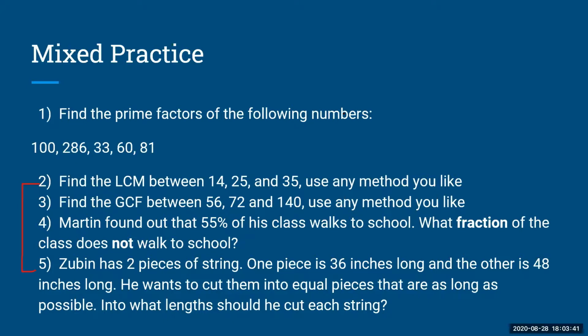Number 5 is not 42 max. Maybe, did I word the question wrong? One piece is 36 inches long, the other is 48 inches long. He wants to cut them into equal pieces. So he wants to cut each string into equal length pieces that are as long as possible. At least I don't think it's 42. Let's see. Yeah, it's not 42.